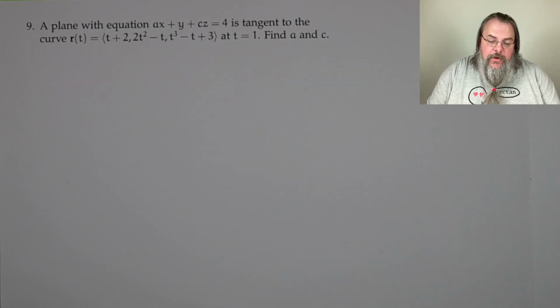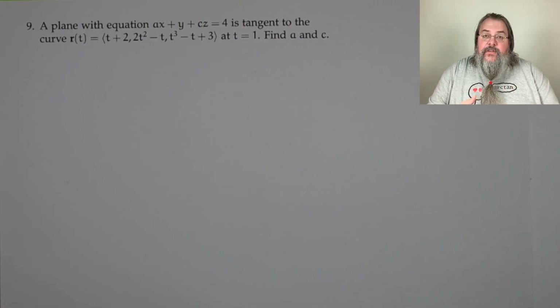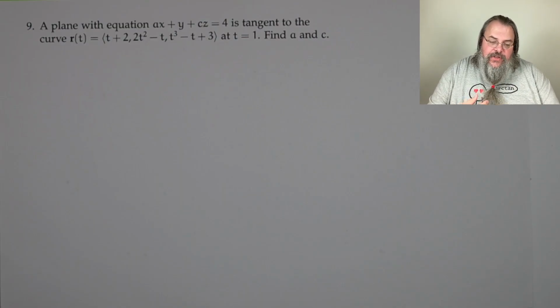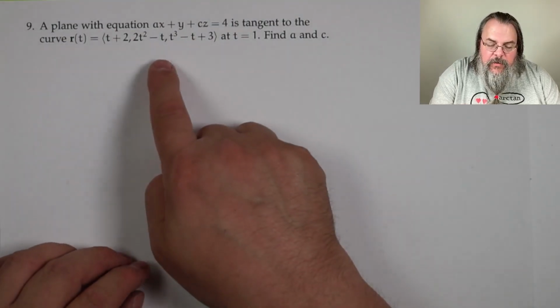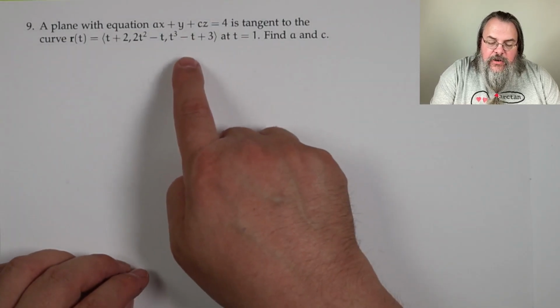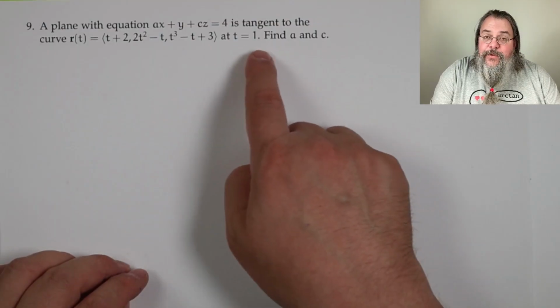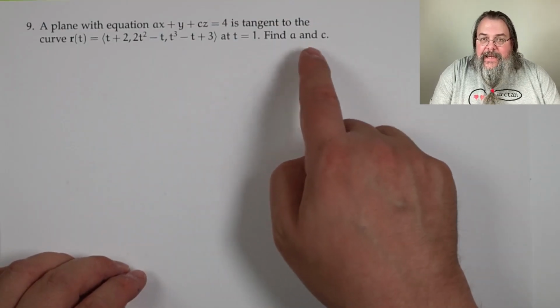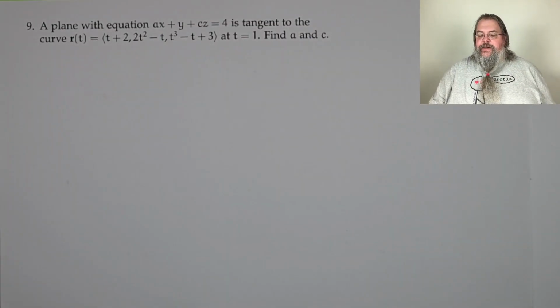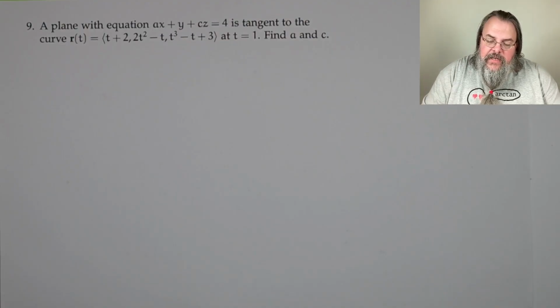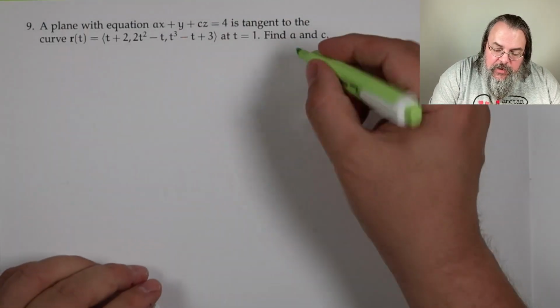A plane with the equation ax plus y plus cz equals 4 is tangent to the curve r of t equals (t plus 2, 2t squared minus t, t cubed minus t plus 3) at t equals 1. Find a and c. All right. And cool. Okay, so we're looking for a and c.